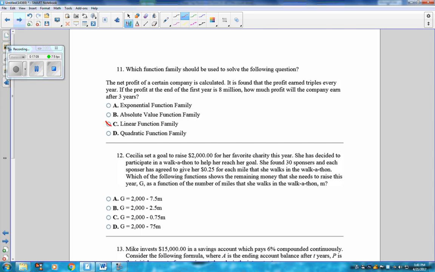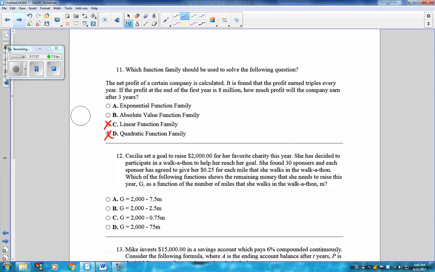So I know it's not going to be linear. And if it triples every year, then it'll never decrease. It's always going to increase. So I know it can't be a quadratic function because a quadratic function will decrease and then increase, or it'll increase then decrease. So I know it can't be a quadratic.